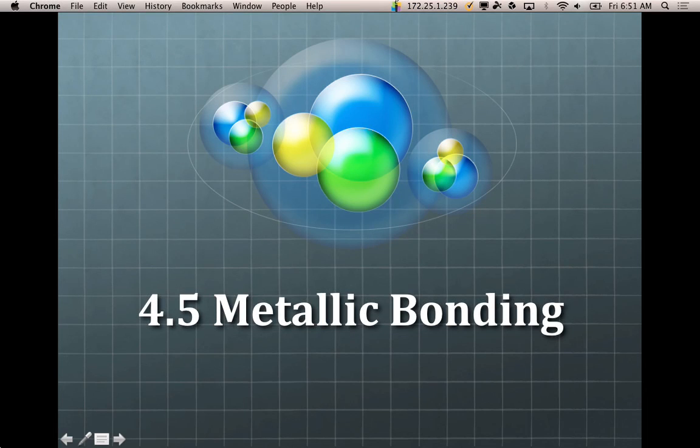Topic 4.5 deals with a special type of bonding, and we call it metallic bonding. And really what it is are the forces that are going to hold metals towards one another. We see rings all the time, either tungsten rings, or silver or gold rings or other jewelry. What are the forces that hold those things together?